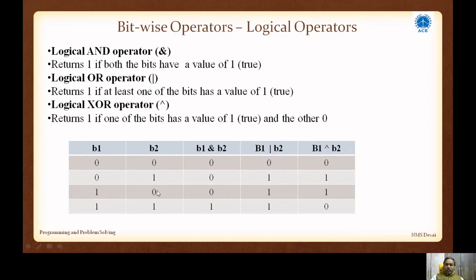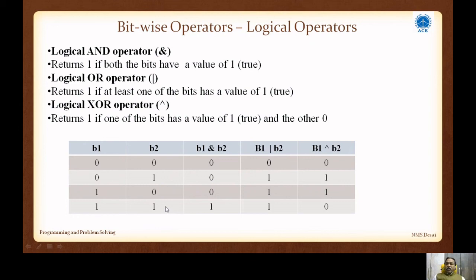Similarly, 1 and 0 will give the combination. AND gate will be 0, OR gate 1, and XOR will be 1. Now lastly, both the bits are 1 and 1. AND gate will give 1 because both the bits are 1. OR gate, however, will give 1 because one of them is 1, both of them are 1.